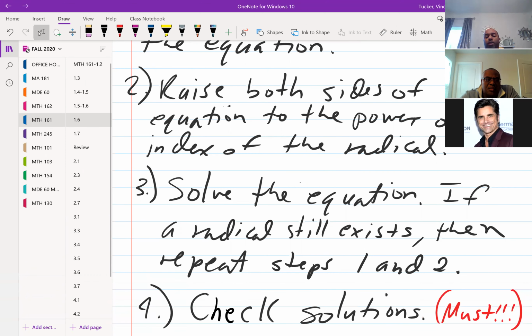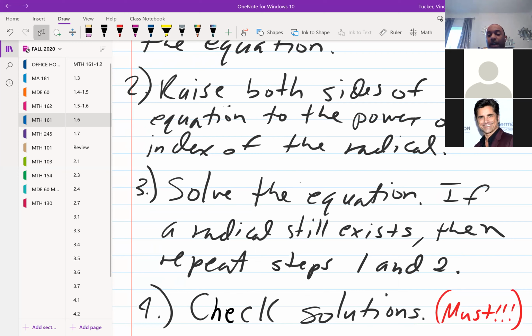Then the last step is to check your solutions. That is a must when you're dealing with these radical equations, because we have to manipulate the equation in order to be able to solve it. And especially when you're raising both sides to an even power, you change or alter the equation in such a way that even if you do everything correctly, it's possible to come up with solutions that may not be actual solutions. So you have to check.